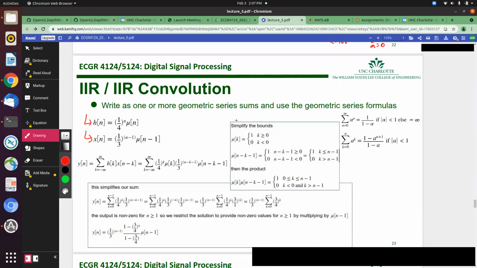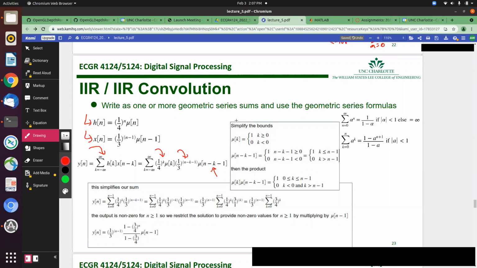All right, we need to apply the convolution equation. This is the convolution equation, and the first thing we always do is plug in our values. 1/4 to the k u of k, 1/3 to the n minus k minus 1, because we're plugging in n minus 1 for n. So we would do n minus k, but n itself is n minus 1, so we end up with n minus 1 minus k, which is n minus k minus 1. It's the same thing. And u has the same form, u of n minus k minus 1.